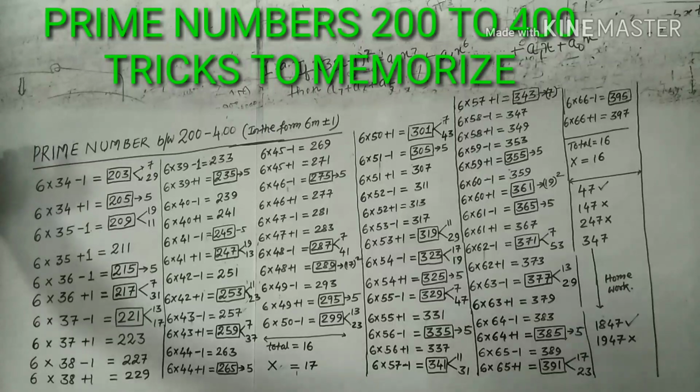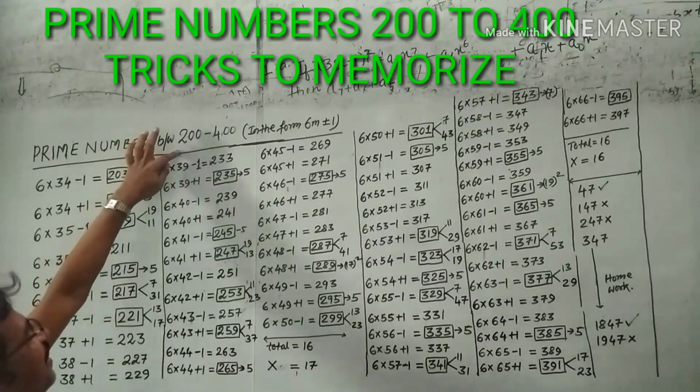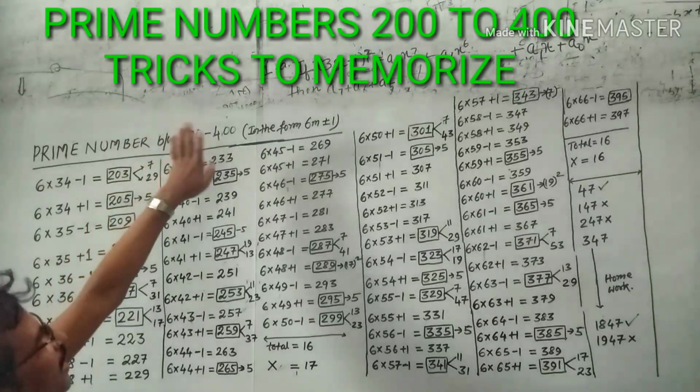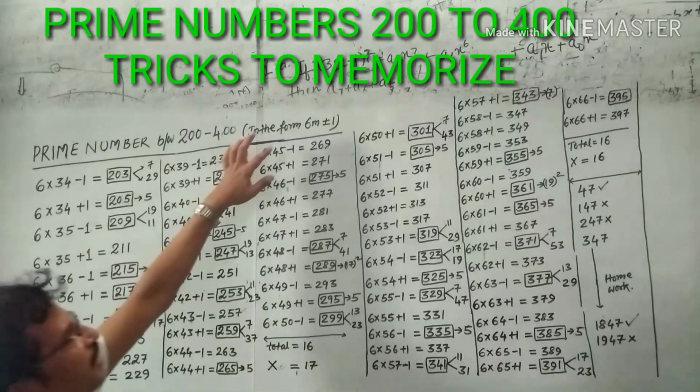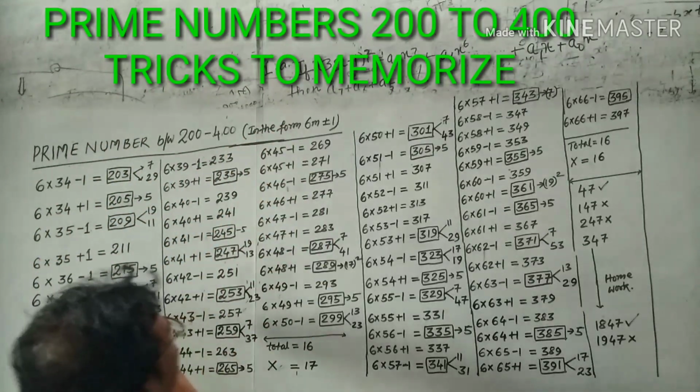Today again it is prime numbers. That is a very interesting topic. That is 200 to 400. We are finding prime numbers with the help of 6n plus minus 1.